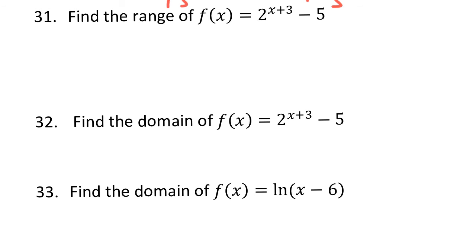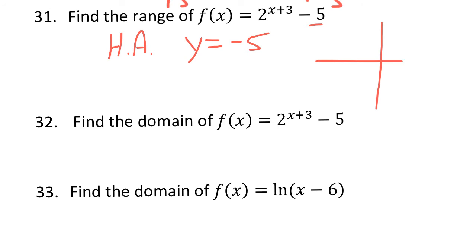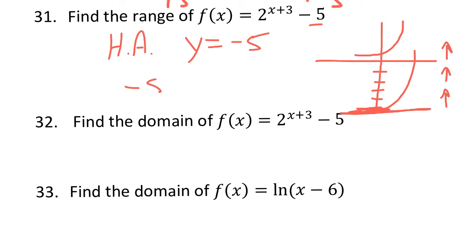Okay, to find the range of this graph, probably start with first identifying what type of asymptote it has and where it's at. So since it's an exponential function, it has a horizontal asymptote at y equals negative 5. And the parent function of exponentials kind of looks like this. So if we just took that whole graph up 5, or excuse me, down 5, it's going to look like this. What is the range? Well, the graph starts at negative 5 and goes up towards infinity. So negative 5 to infinity.